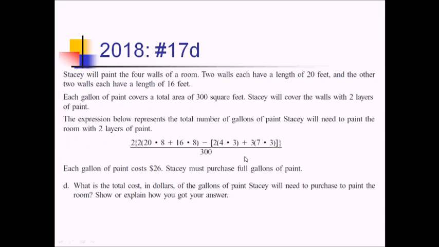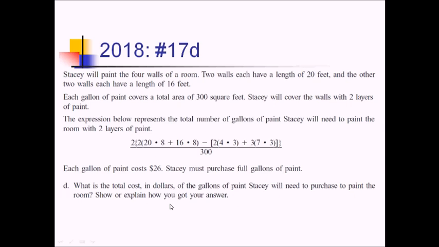For part D on this question, there's a little bit of a backstory. Each gallon of paint covers a total area of 300 square feet, and Stacy wants to do 2 layers of paint. So here's the expression they're giving us for the total number of gallons that Stacy needs to paint the room with 2 layers. We're also told that each gallon costs $26. Stacy has to purchase full gallons of paint, so we can't have a fraction of a gallon of paint, unfortunately. So we want to know the total cost in dollars of gallons of paint Stacy needs to purchase to paint the room.